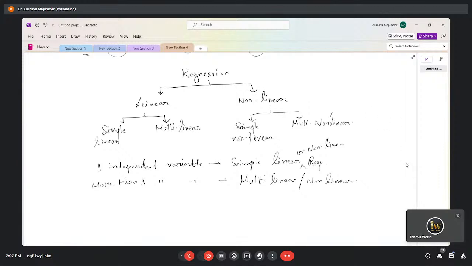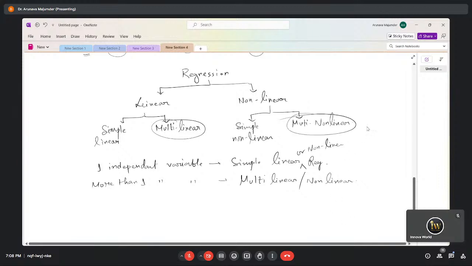So what is our target? In the aerospace data set there are multiple types of data, many factors and many independent variables present. So we will be focusing on multilinear and multi nonlinear models here.